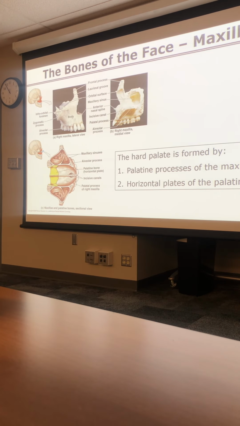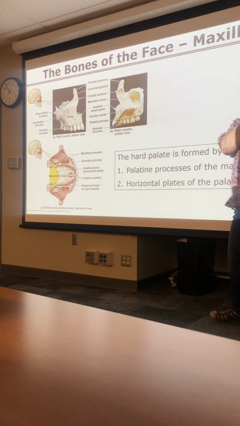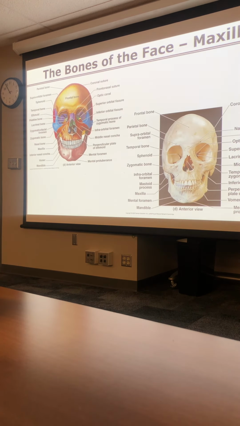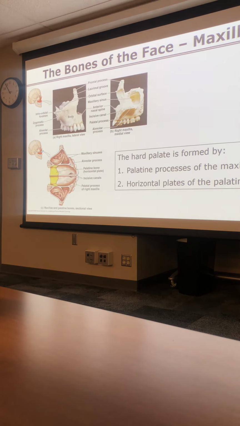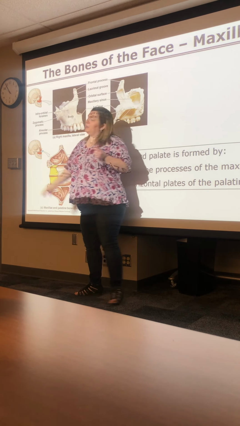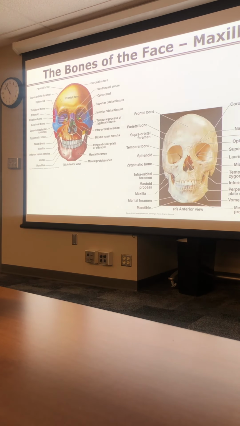Here you can see the maxillary sinus, like in this area right here. One other structure to point out, which you can see in both of these images, is going to be the infraorbital foramen. There. You can also see it in this one, the infraorbital foramen.